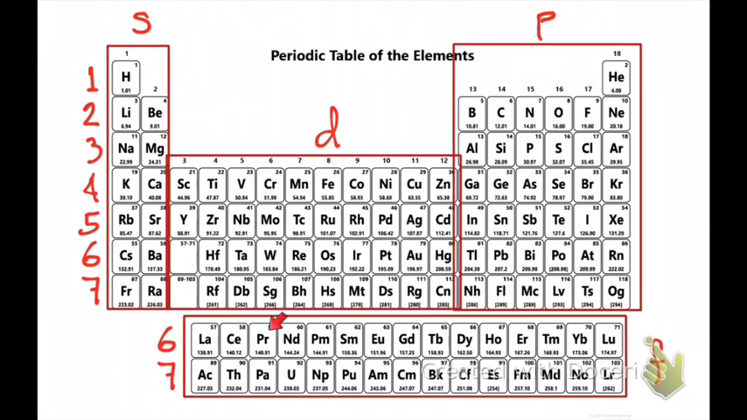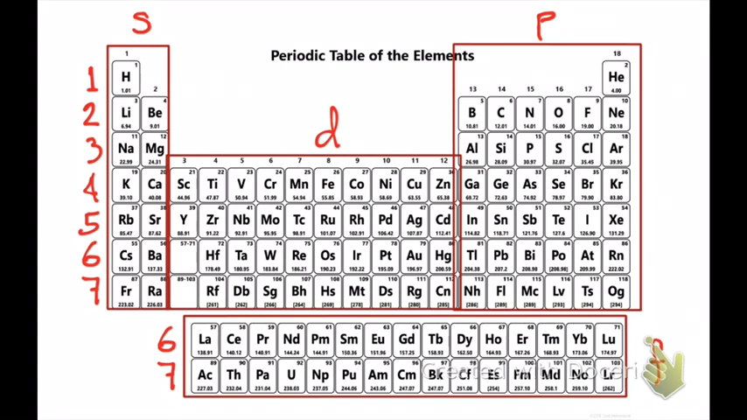And these elements here at the bottom, the lanthanides and the actinides, are actually inserted in this row, and that's why they have the same row number as cesium and barium for the lanthanides, and then the actinides have the same row number as francium and radium.